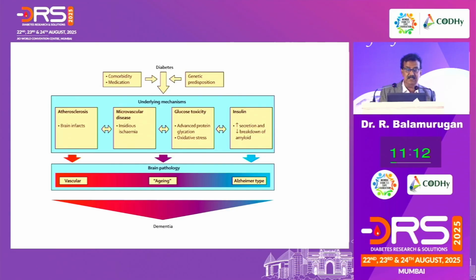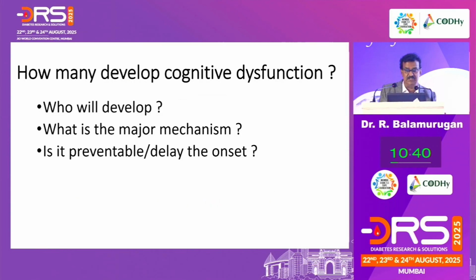And when you look at diabetes, on one hand there is comorbidity and medication, on the other hand genetic predisposition. The underlying mechanisms like atherosclerosis can cause a brain infarct, and microvascular disease can cause ischemia, and glucotoxicity can lead to advanced glycation products as well as oxidative stress. And again, looking at insulin, there can be increased secretion of insulin. Again, there can be breakdown of amyloid. All of this can cause brain pathology: one is vascular, the others aging and Alzheimer type, which can lead to dementia.